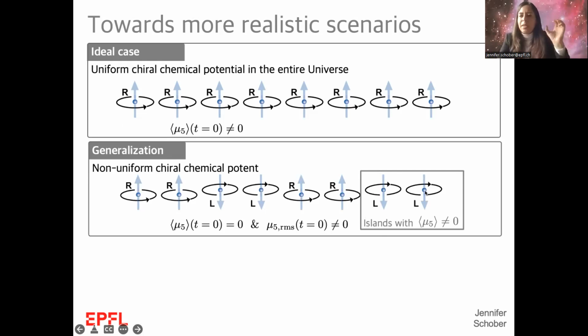So locally, if you look at local spots in the universe, there are regions where the chiral chemical potential is non-zero. And that is a situation that can be more easily realized in the early universe, so it does not require any very specific generation mechanisms. So it's much more realistic, and it's rather unavoidable in a sense.